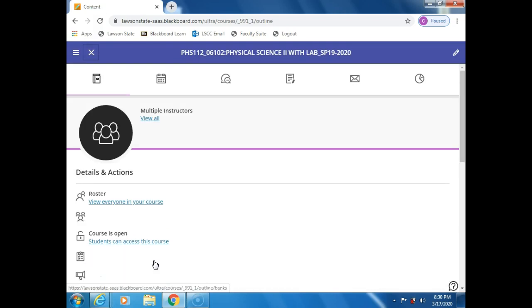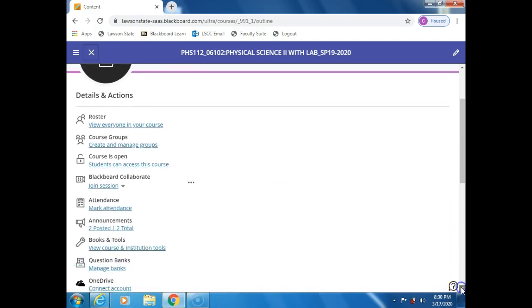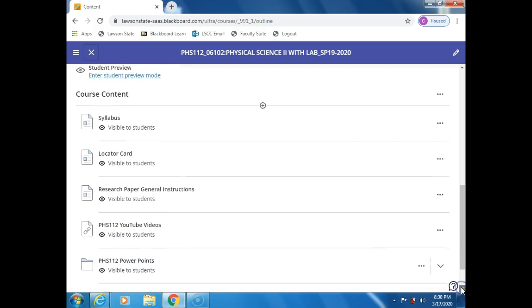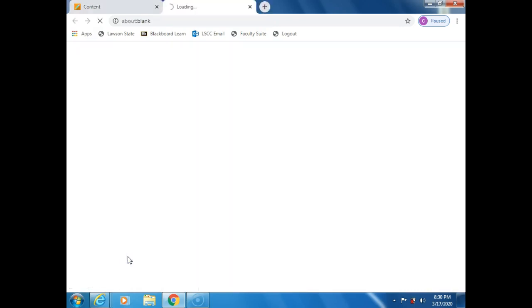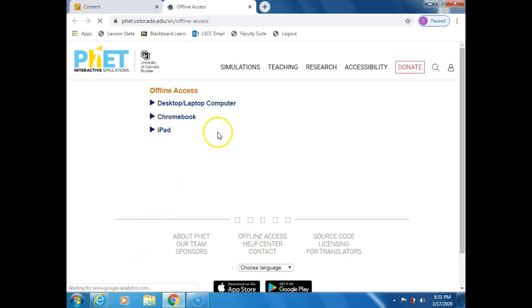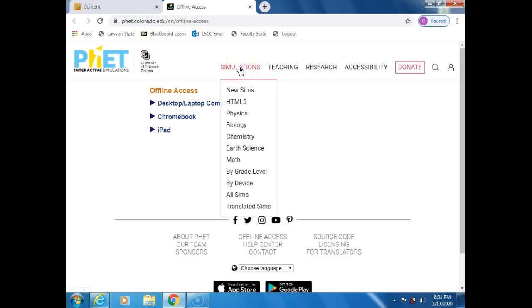Now, on my desktop computer, this looks different from what it does now, but how I do it here is go down until you see what you saw at the beginning of the term. This is what you did your Lab 0 on: syllabus, locator card, research paper instructions, YouTube videos, PowerPoints. Here's the lab simulators that I've added. Okay, so click on that. Okay, it takes a while. And here it is. When you get to this, go to Simulations, go down to Physics, click on Physics.